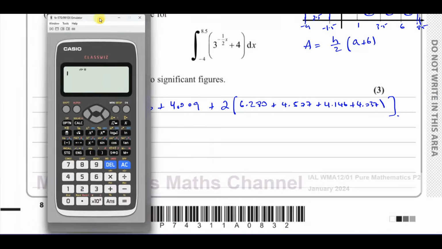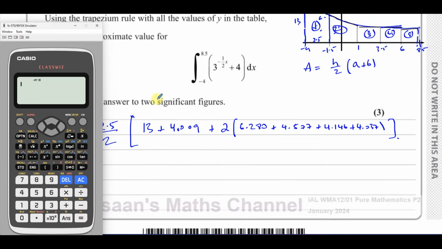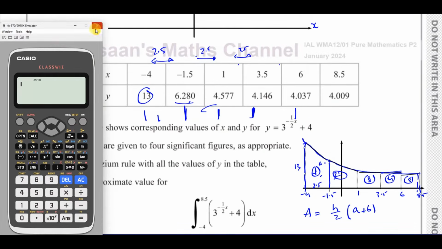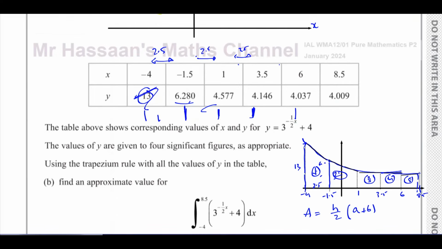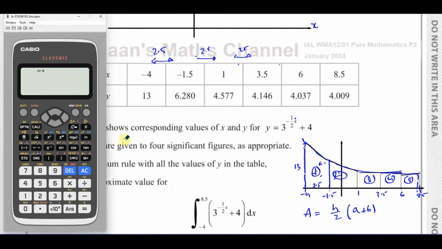So we're going to have here, let me just put it somewhere where I can see. I'm going to actually go back up here in case I have written down some of the numbers wrong, and I will use the actual numbers from the table, okay, just to make sure I don't make a silly mistake there. So I know that I'm going to have 2.5 divided by 2, okay, times, then I have 13 plus 4.009. Be careful when you're typing that you don't make a mistake.